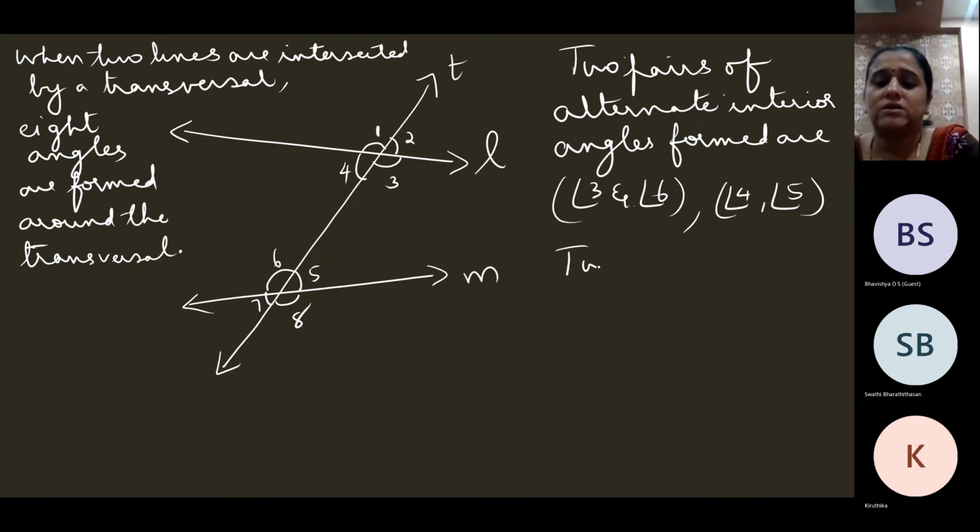Now tell me two pairs of alternate exterior angles. Kritika, tell me one pair.